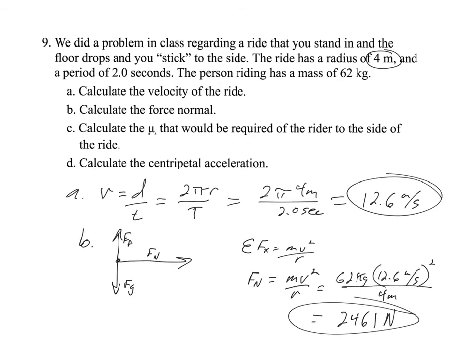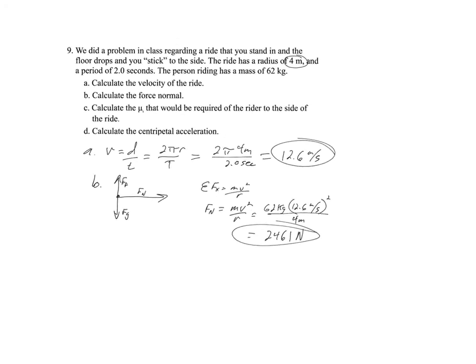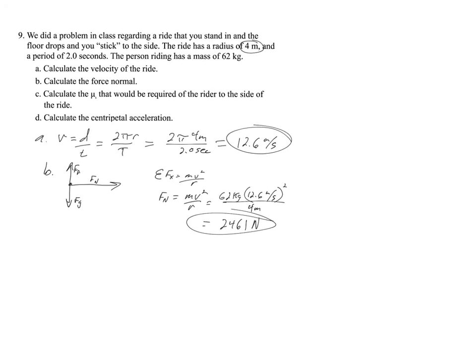All right. Now let's attack C. I need a little room here. Alright, C says calculate the mu static that would be required of the rider to the side of the ride. So the only thing that has mu in it is force of friction equals mu force normal. And if I want to isolate mu, it would be mu equals force friction divided by force normal.